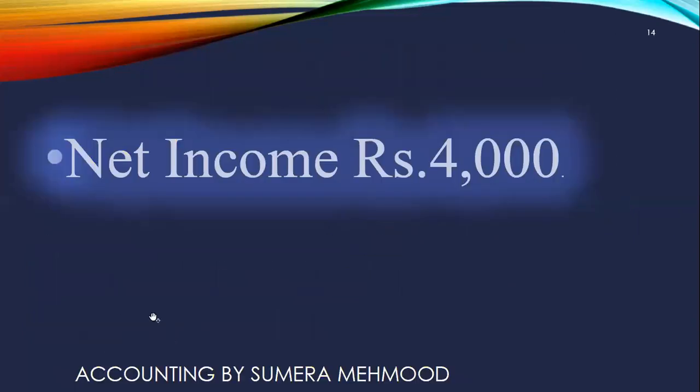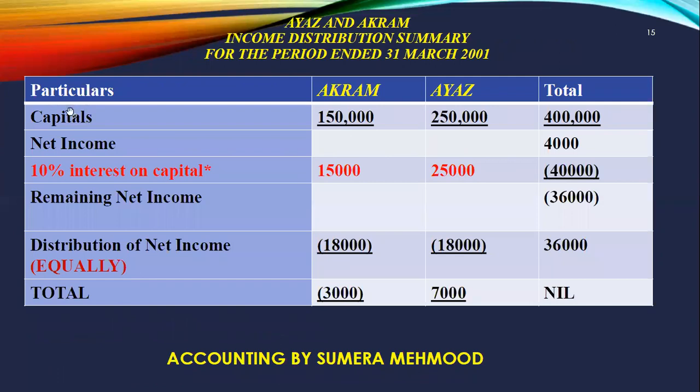Now let's start with the net profit. That is your net income. It is your positive value. Capital should be written at the top, 150,000 and 250,000. Total is 400,000. Then we have net income 4,000. It is positive. Come towards 10% interest on capital.